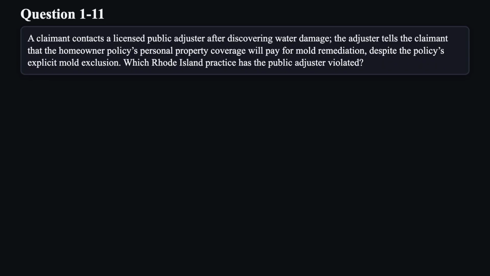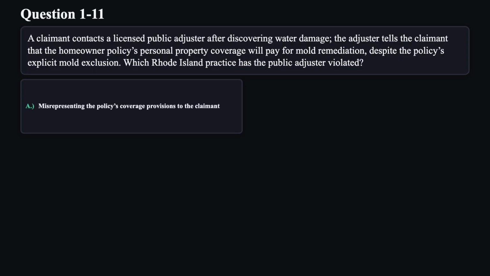Question 11. A claimant contacts a licensed public adjuster after discovering water damage. The adjuster tells the claimant that the homeowner policy's personal property coverage will pay for mold remediation, despite the policy's explicit mold exclusion. Which Rhode Island practice has the public adjuster violated?